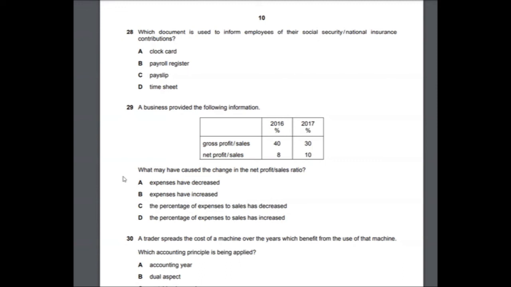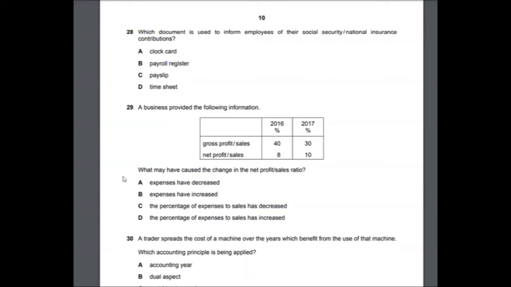Multiple choice 29 is about ratio analysis. They have given you figures from 2016 to 2017, and they are basically asking you what may have caused the change in the net profit to sales ratio, right? So the net profit to sales ratio has gone up by 2%, whereas the gross profit to sales ratio has gone down by 10%.